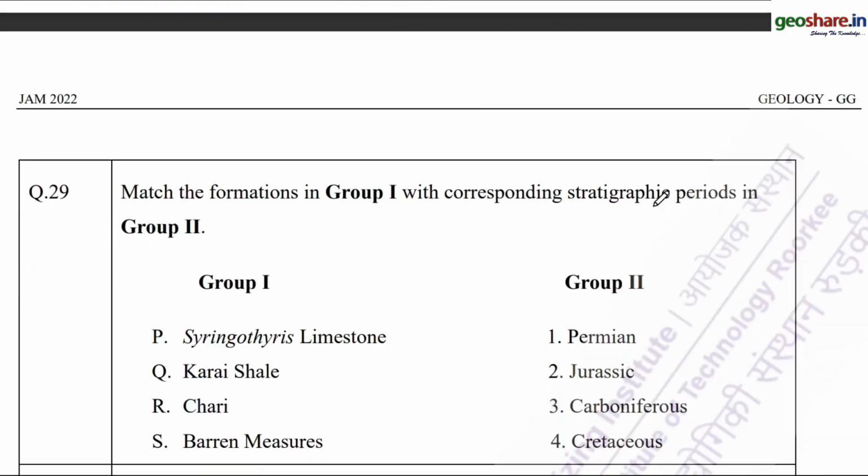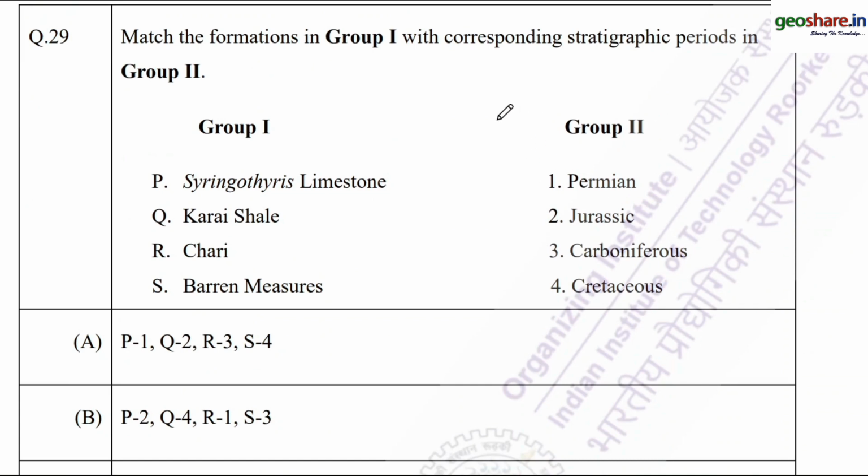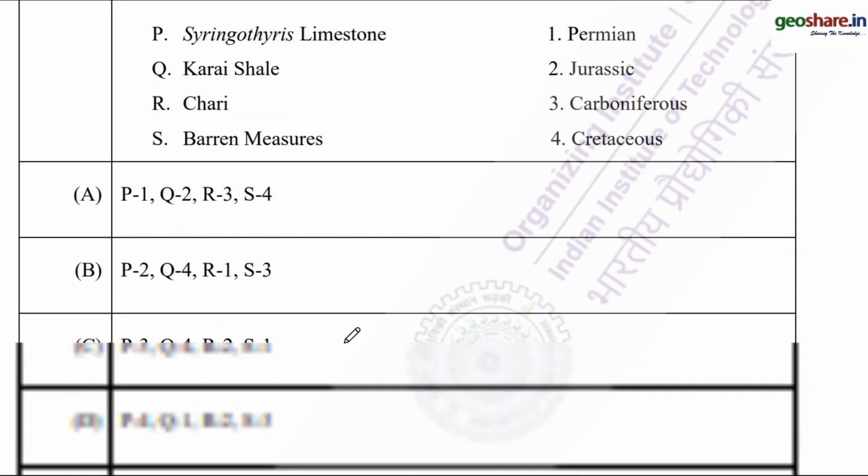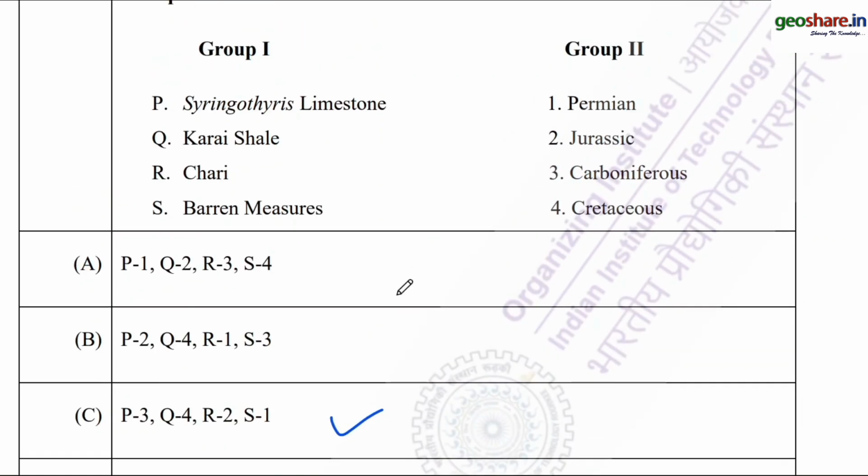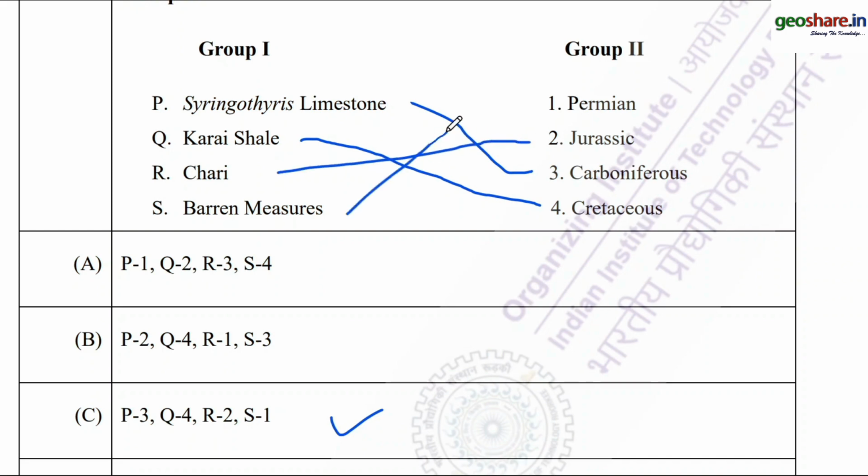Match the formation in group 1 with corresponding stratigraphic period in group 2. Syringothyris limestone, Kuldhar, Chari, Jurassic.